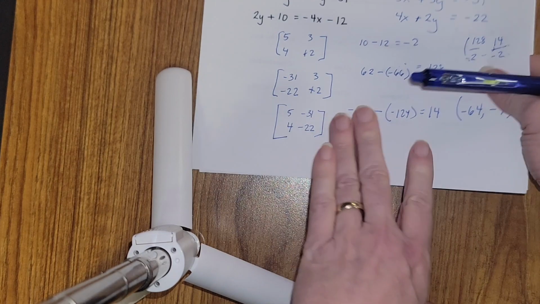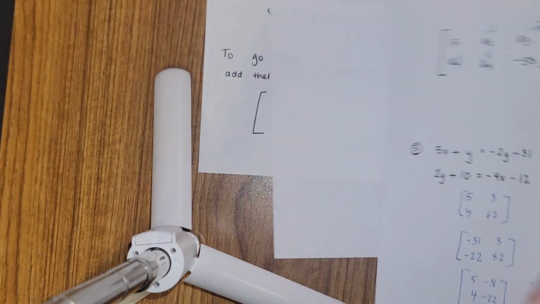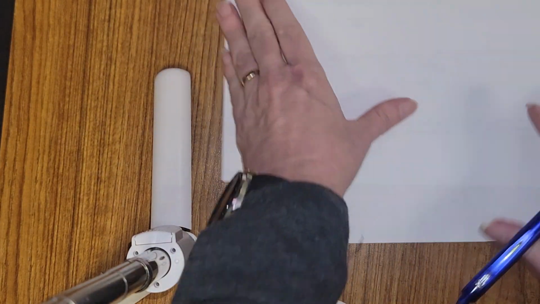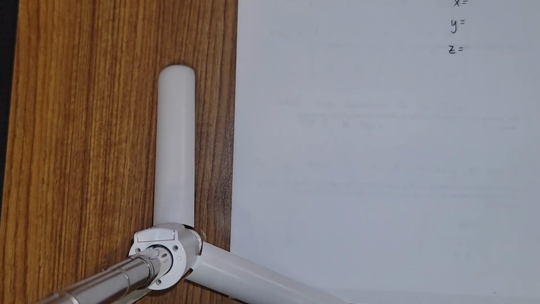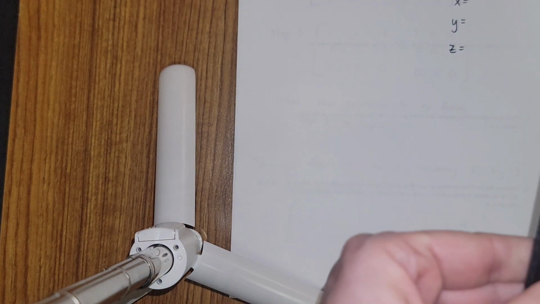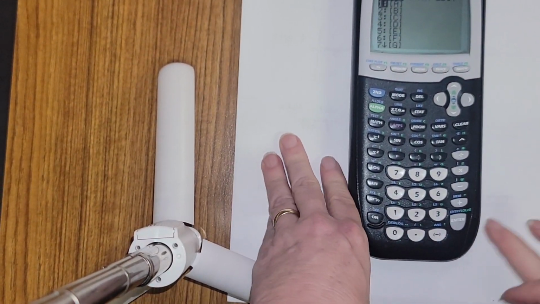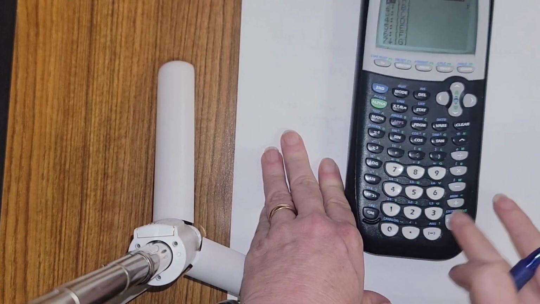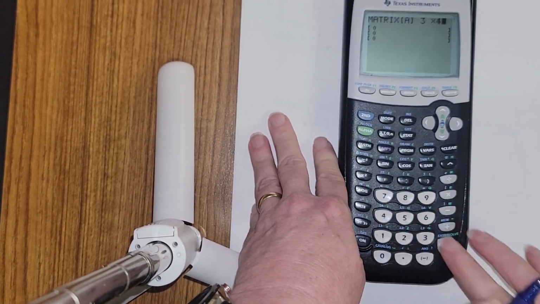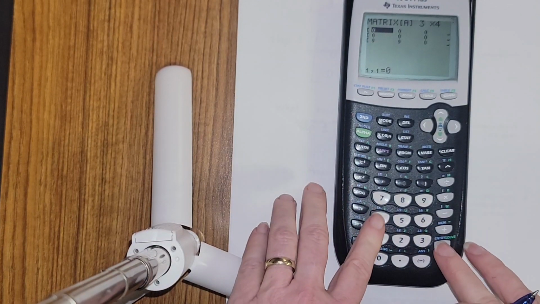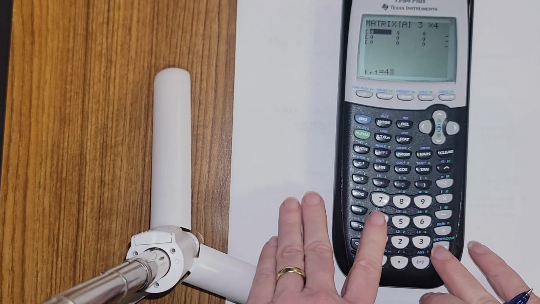Okay. Number 6. All right, so this is a 3x3 matrix. I would put this in as an augmented matrix. So on your calculator, you're going to go second matrix, and we're going to edit A. And I'm going to put it in as a 3x4. That's an augmented matrix.